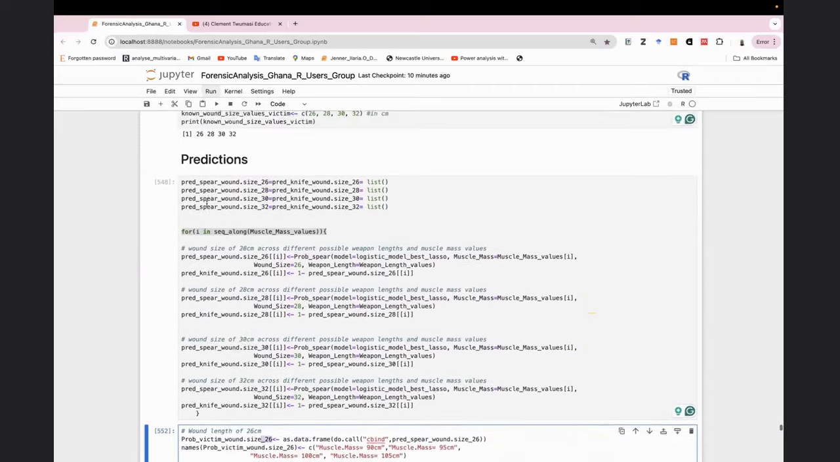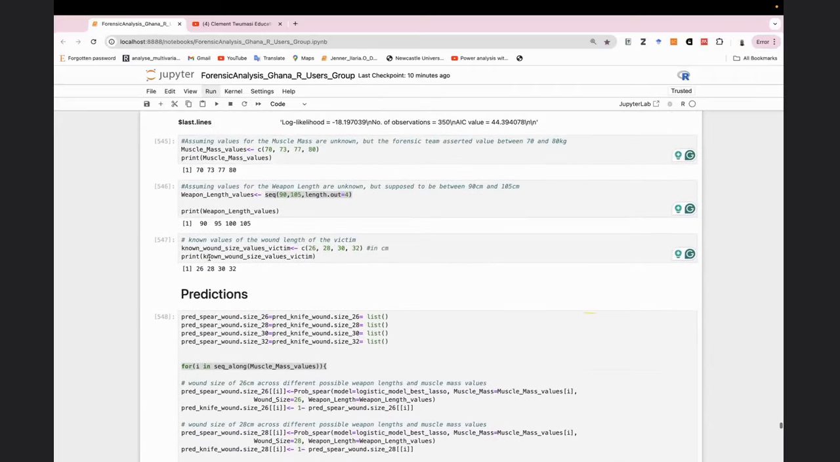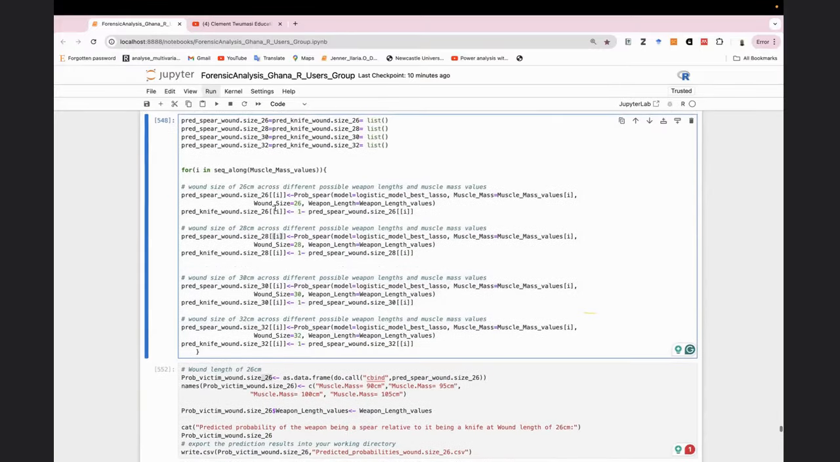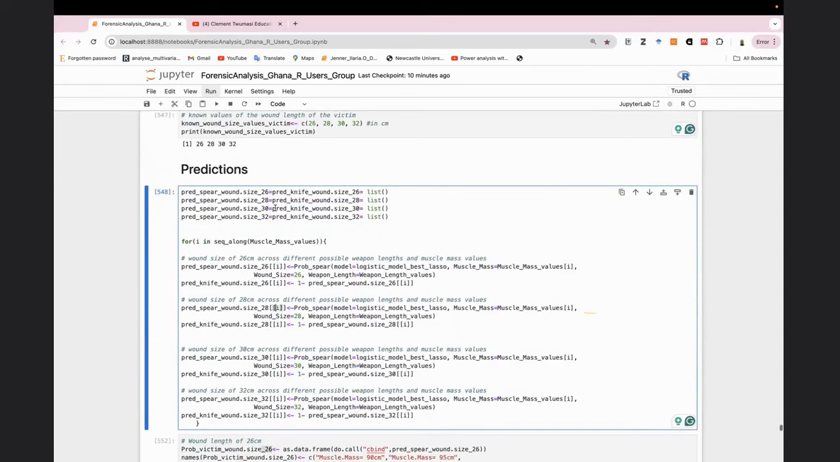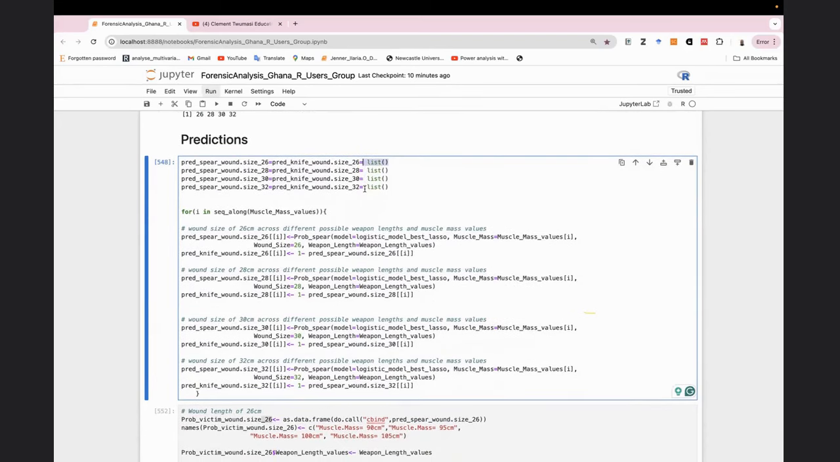So instead of doing this one at a time, looking at the wound length being 26, weapon length being 90, and muscle being 70, and then coming to 26, 95, 73, one at a time, I will use a loop, and it will do that for me in a jiffy. And that's exactly what I did. It does it straightforwardly and produces all the results. And there's a way of saving all your results, so that makes it easier.